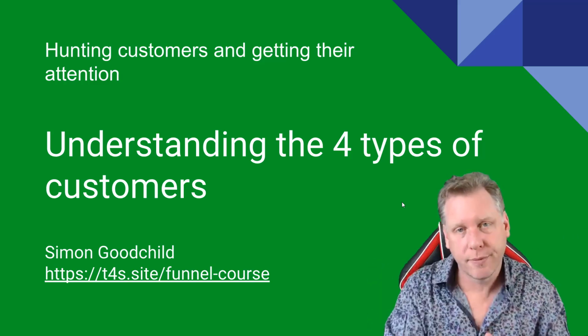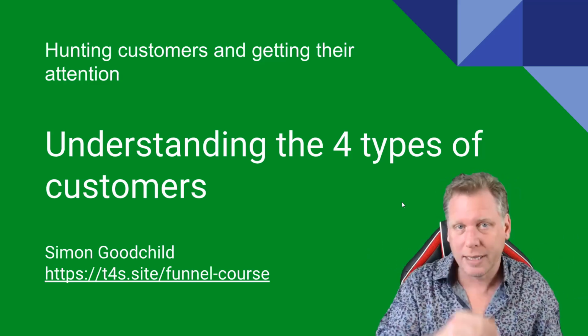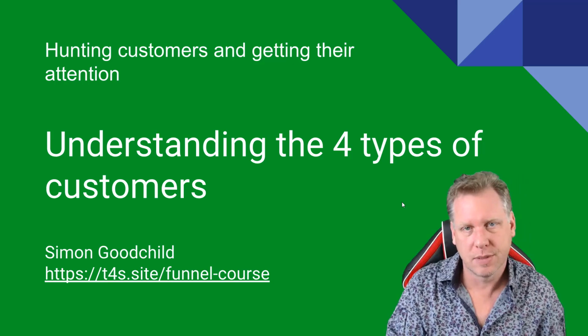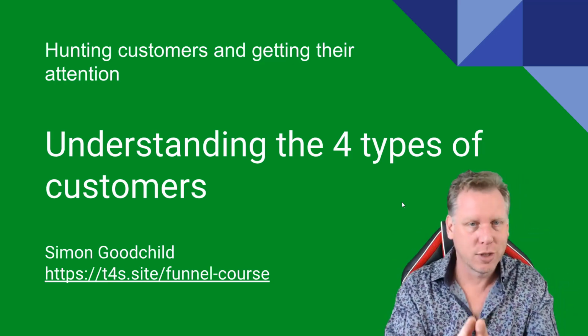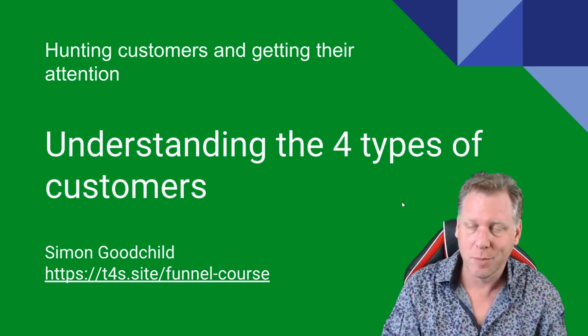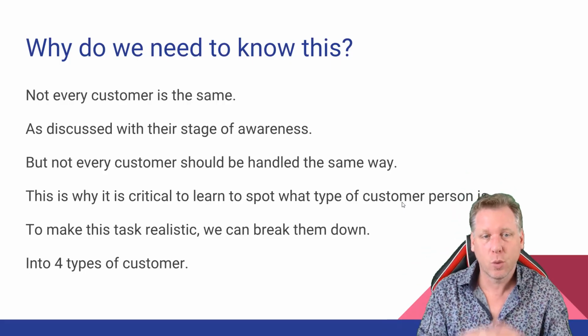Right, so following on from the 5 stages of awareness, kind of a part 2 really, understanding the 4 types of customers and who to avoid and who to go for, so we optimize the time you spend selling. Okay, so why do we need to do this?